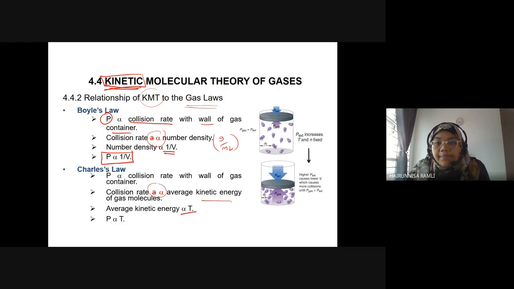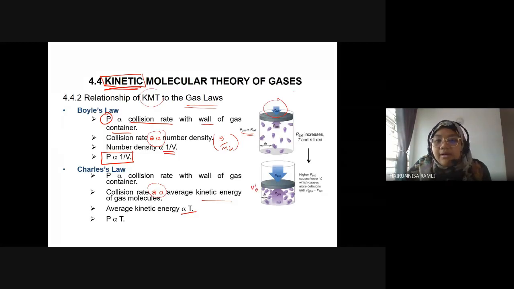Kalau kita tengok gambar ni, okay, this is the normal situation lah, the normal pressure. So let's say lah P gas is equals to P external. Pressure kat luar dengan pressure kat dalam sama. Okay, the normal pressure. So bila kita increase the external pressure, increase maksudnya macam piston tu kan, you tolak. Okay, so what will happen? The volume will decrease, right?